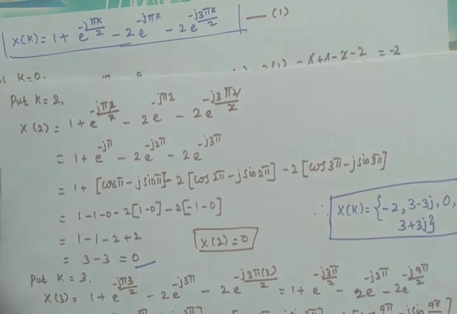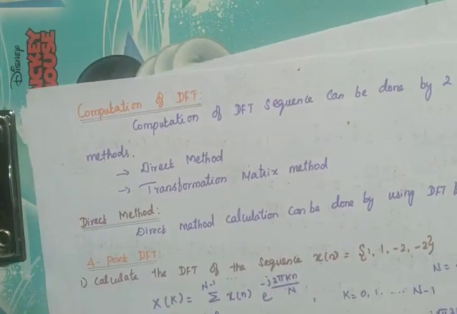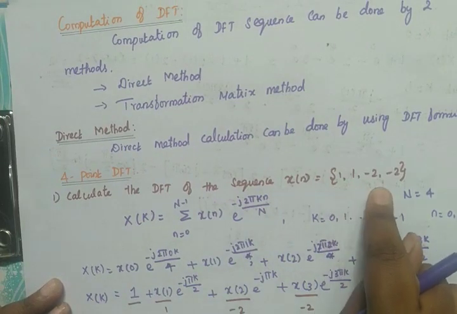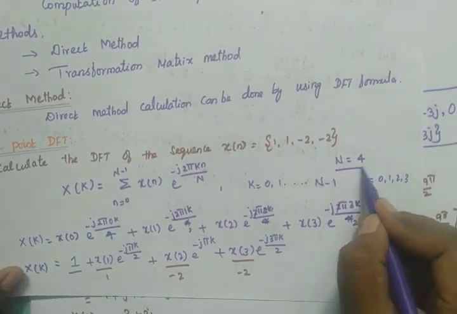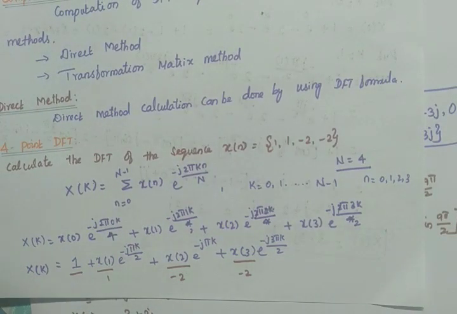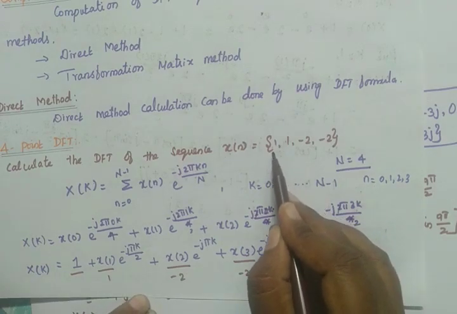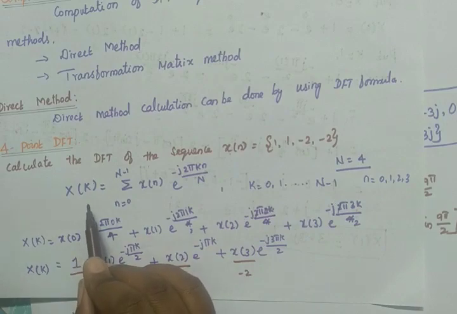So this is how we have to find it using the direct method. So use this formula. First, what we did is calculate the DFT of the sequence x of n is equal to 1, 1, minus 2. So we have 4 values, so N is equal to 4. And x of n is x of 0, x of 1, x of 2, x of 3. Now write the DFT equation.